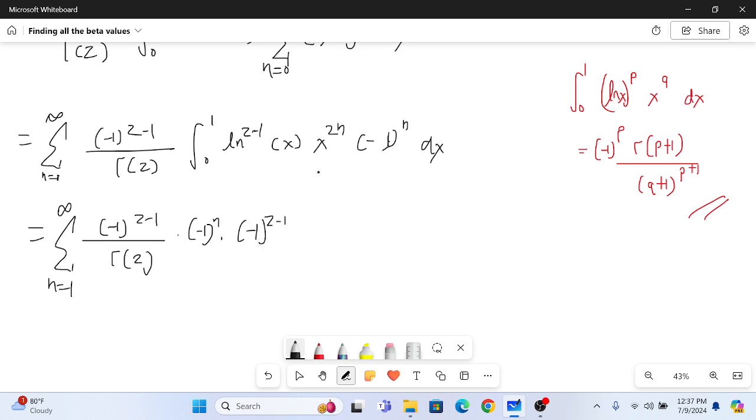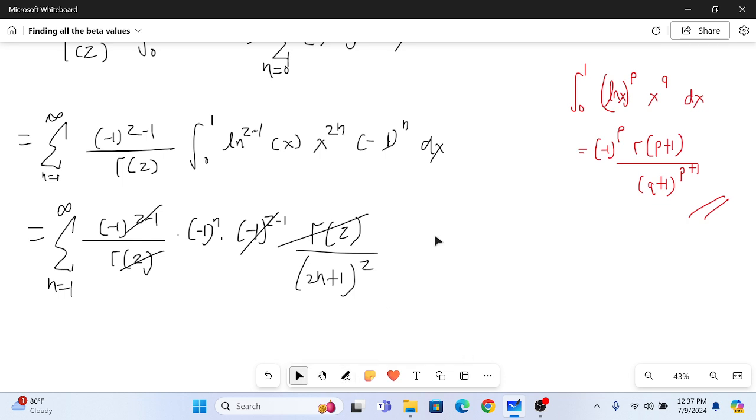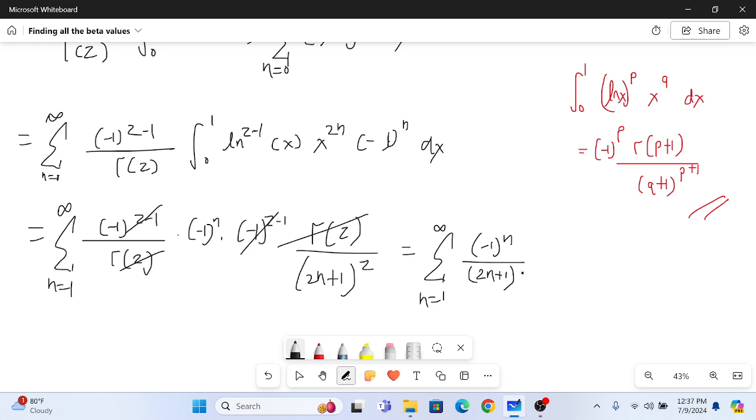Use this formula, and then gamma of z by 2n plus 1 to the power z. Yes, now gamma z cancels out, and these multiply to be a perfect 1. So we have that required sum. Do you see that now? So now we have that required sum, that is the sum from n equals 1 to infinity of -1 to the power n by 2n plus 1 to the power z. So this really proves the statement that this integral is also a representation for the beta function.